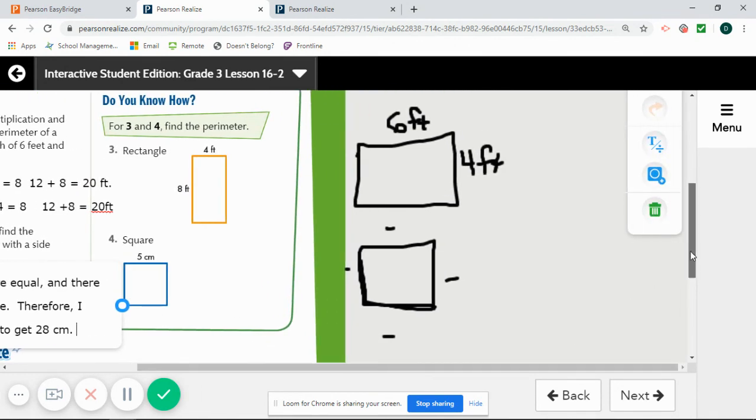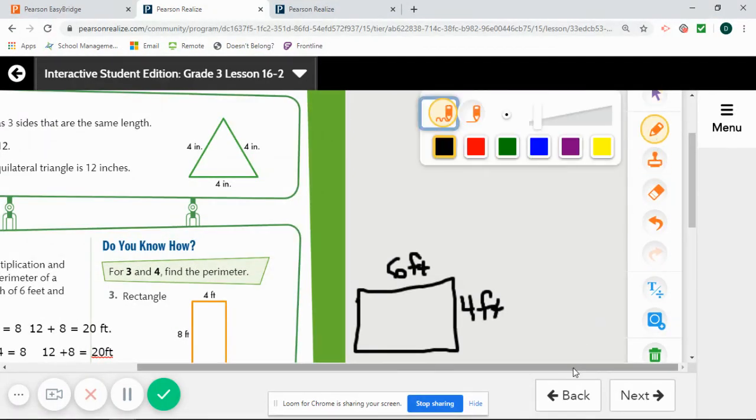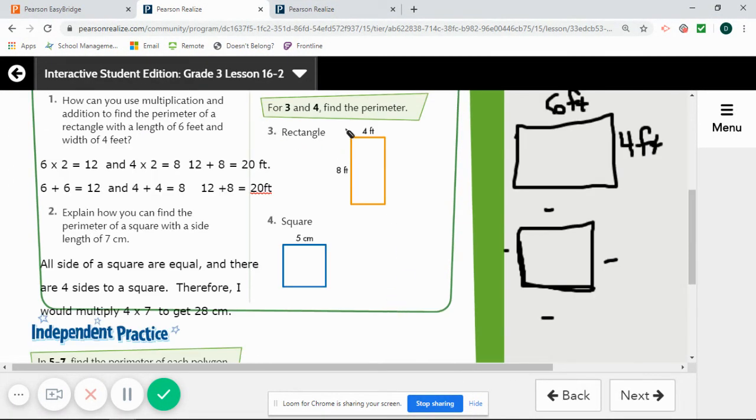Okay, the last 2 problems we have. Find the perimeter. So they give us 8 and 4, and this looks like a rectangle, so I'm just going to draw my 8 here and my 4 here. And I'm going to do 8 plus 8 is 16. And then I will do 4 plus 4 equals 8. So my answer will be 2, 4, carry my 1, 24. And it's not 24, it's 24 feet.